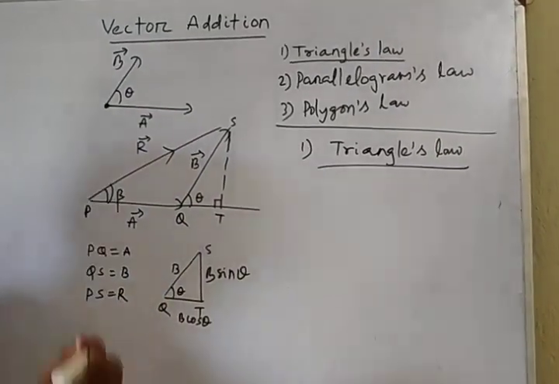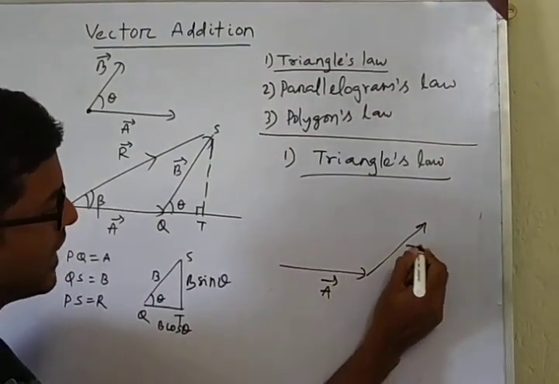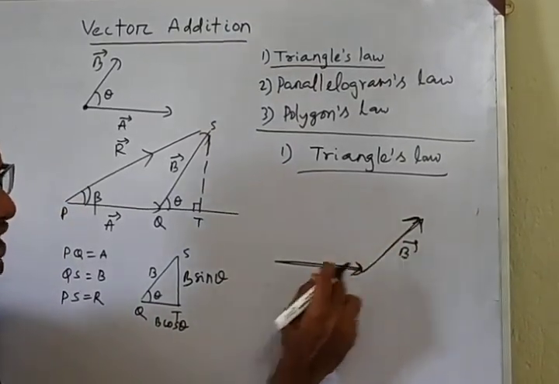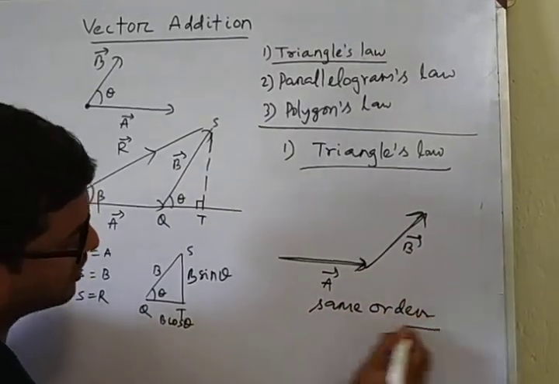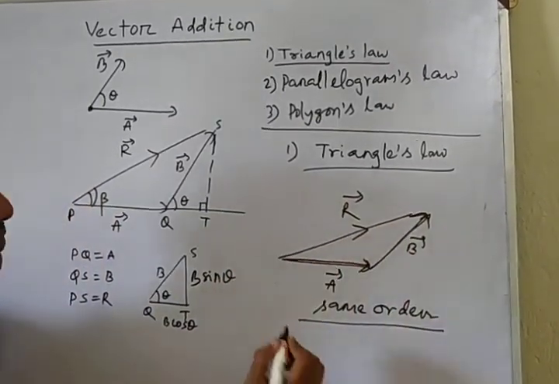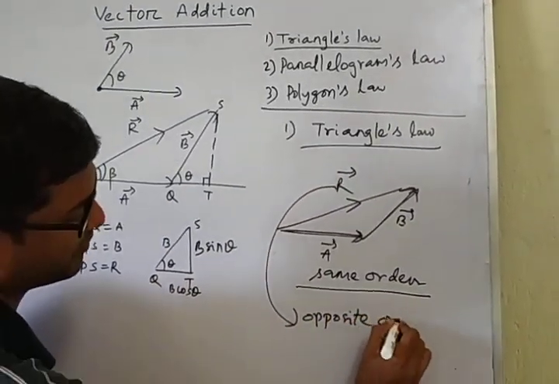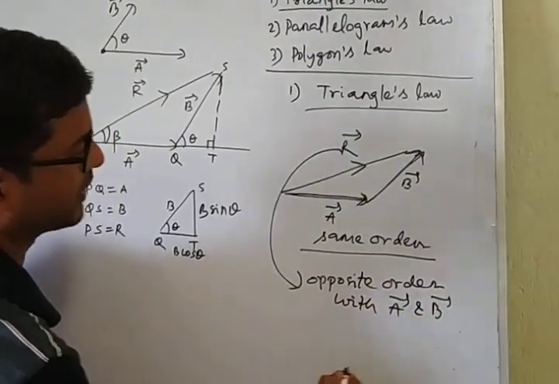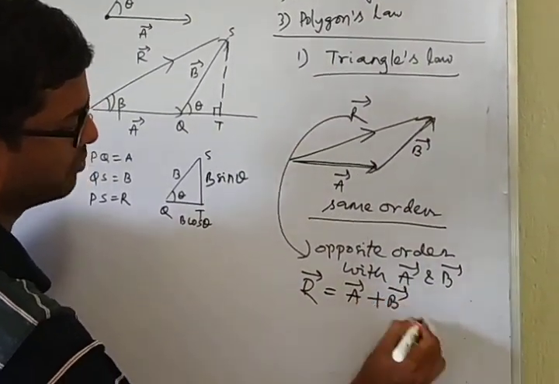So what will be the law? If two vectors are represented by the two sides of a triangle, all taken in same order, this word is very, very important, then their third side taken in opposite order will give the resultant. So this is in opposite order with A vector and B vector. From this I can write R vector equals A vector plus B vector.